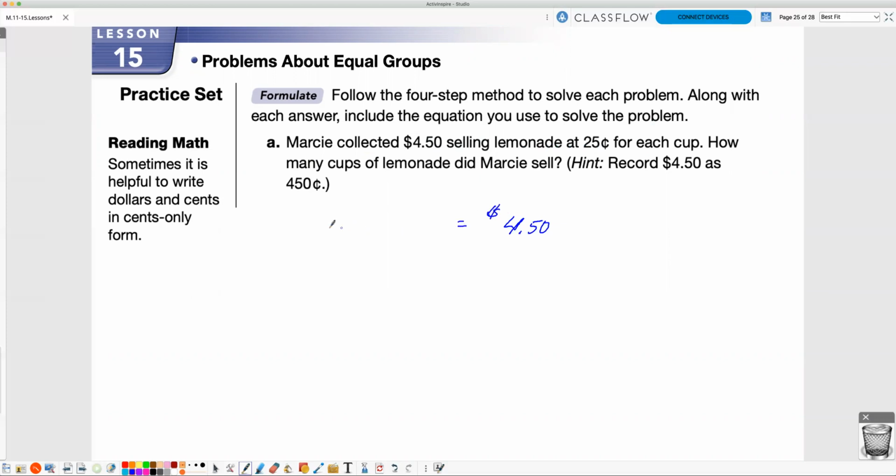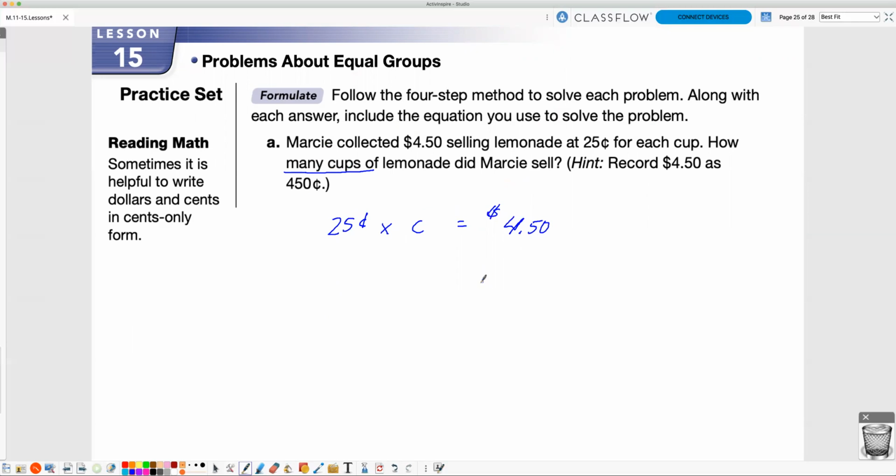And we've got the number of groups is 25 cents for each cup. We don't know how many cups there were. So 25 cents times the number of cups. I'm just going to use C for cups. So we're trying to find out how many cups. So how many cups of lemonade did Marcy sell?